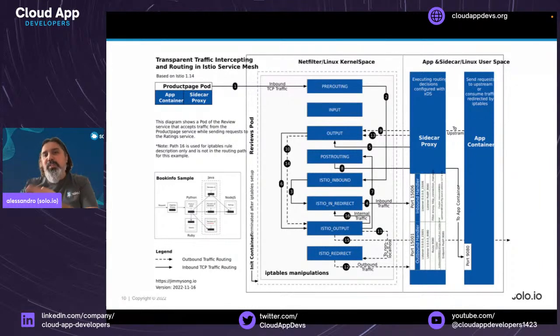Every pod lives in its own network namespace. It is a concept in Linux that isolates the networking specific to a process, in this case the application container. So all the inbound and outbound traffic is forced to go through the sidecar proxy, through Envoy. So it works. It's a bit complicated to get your head around.